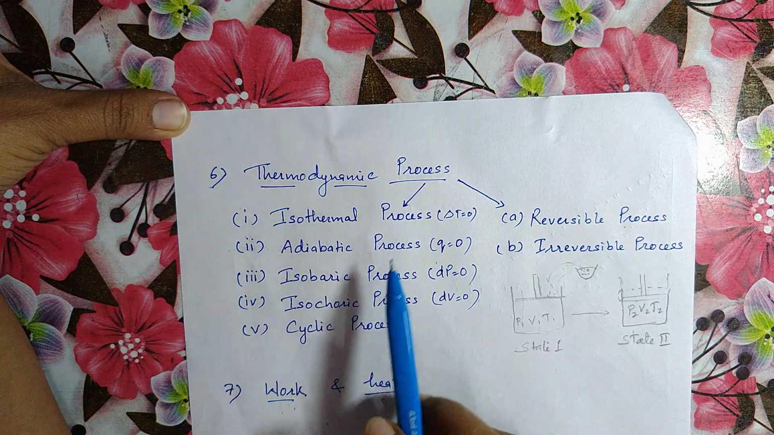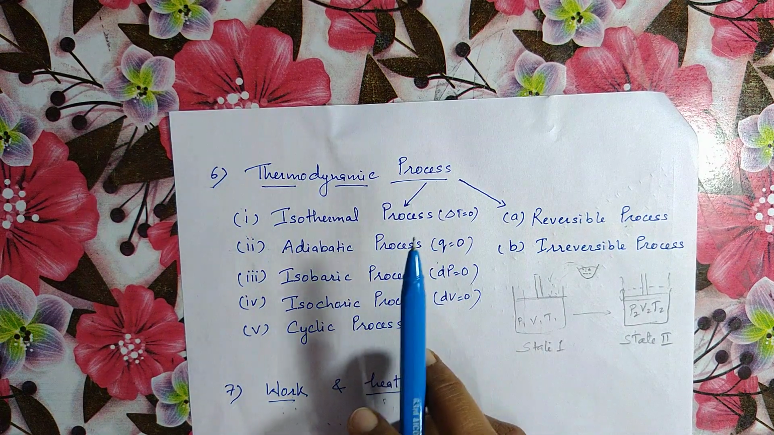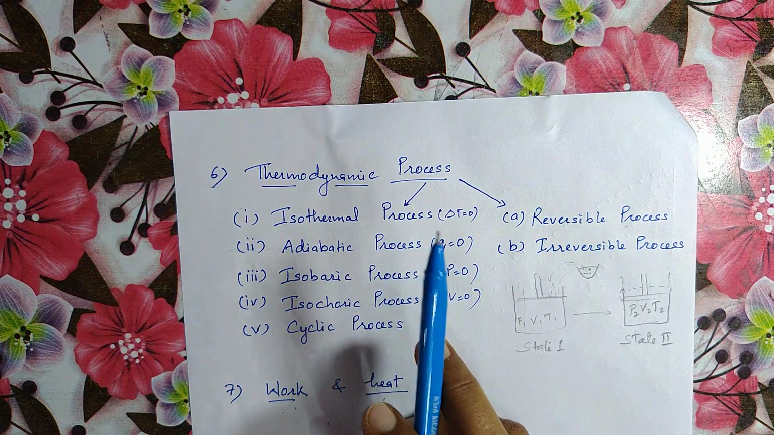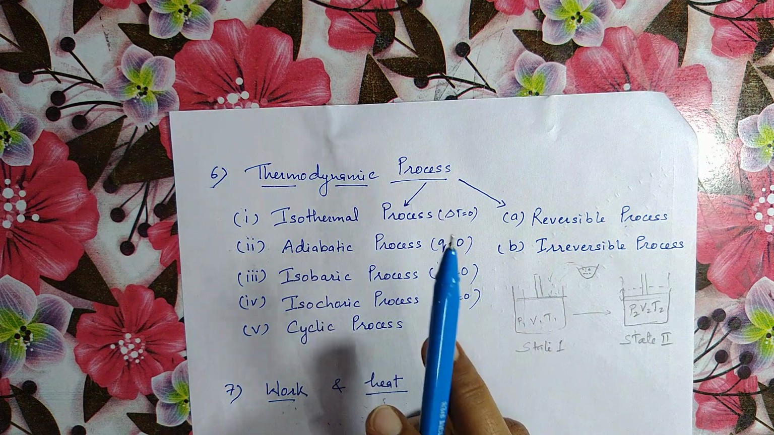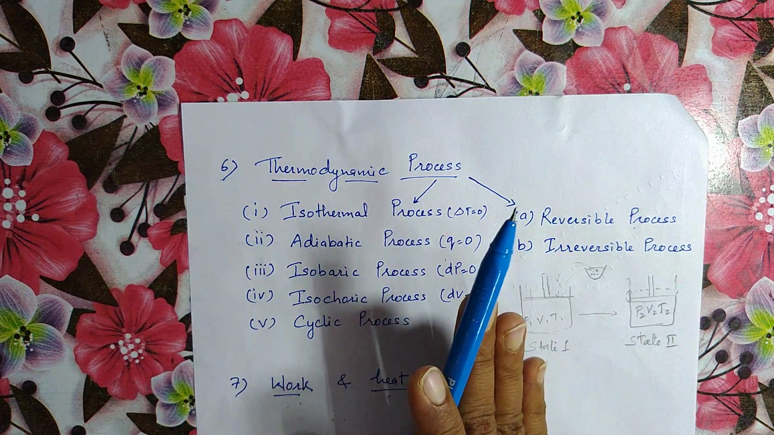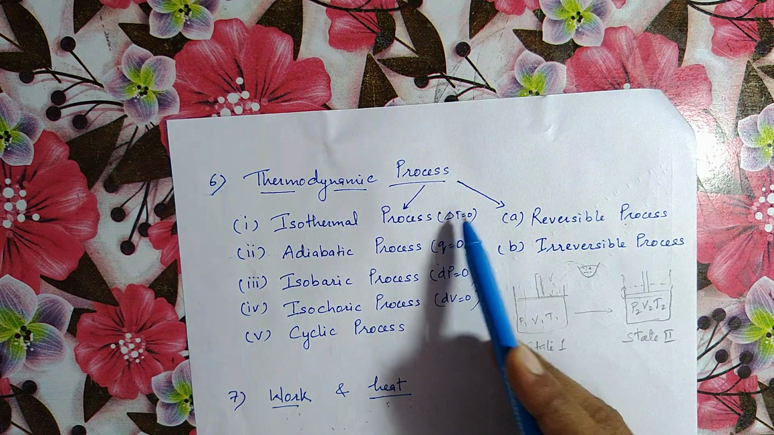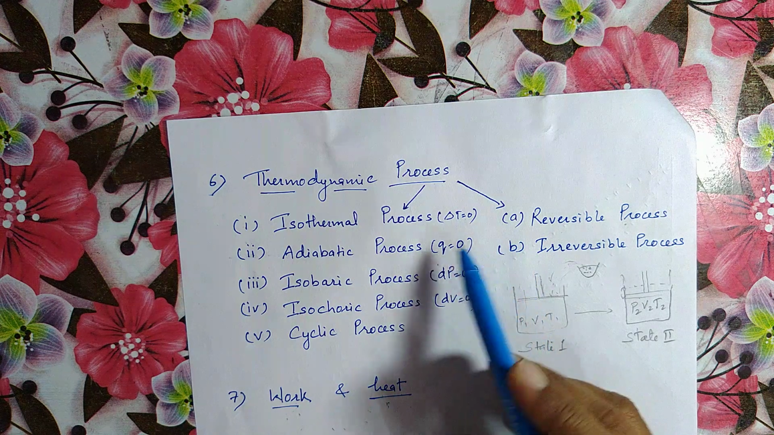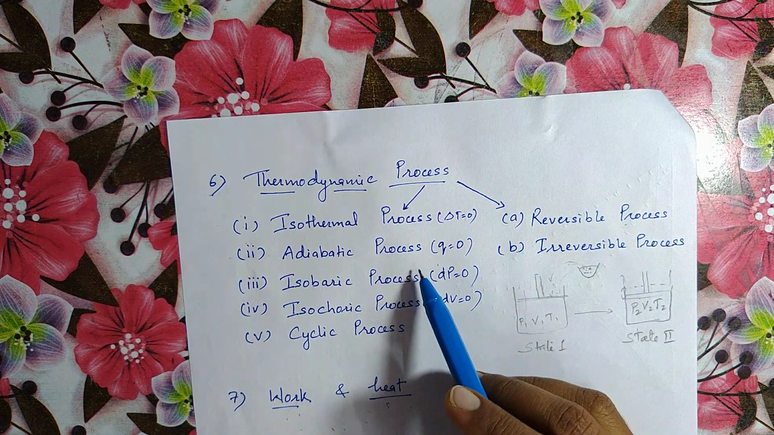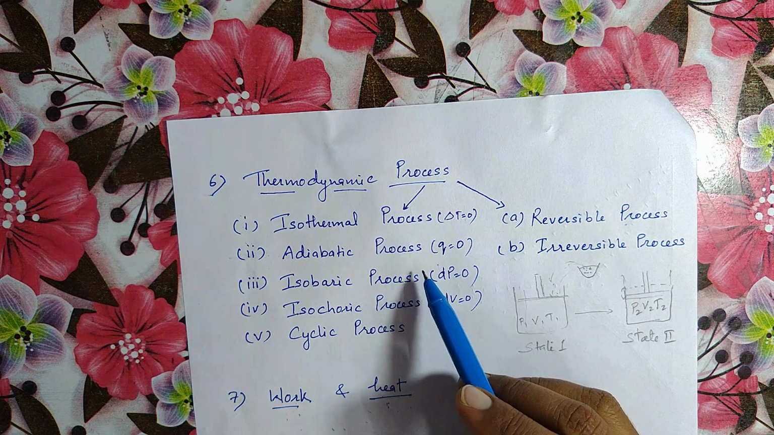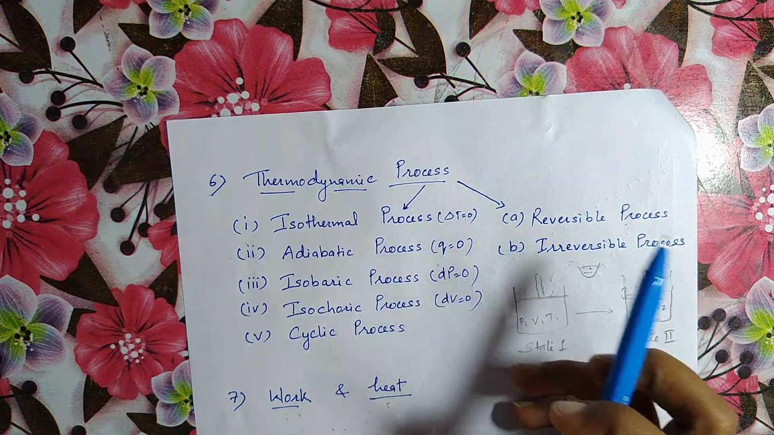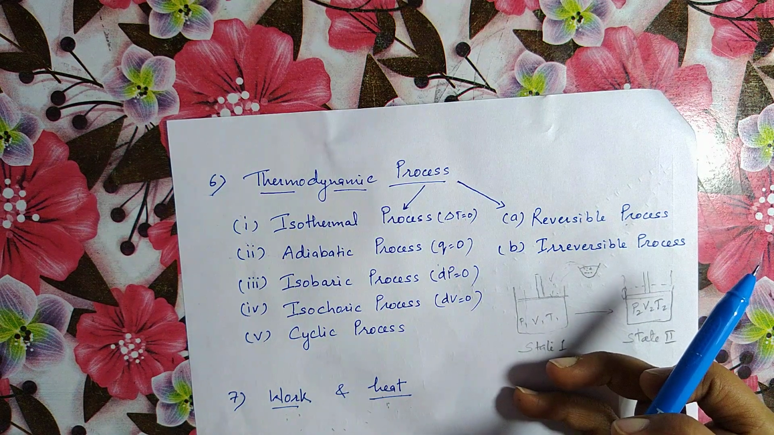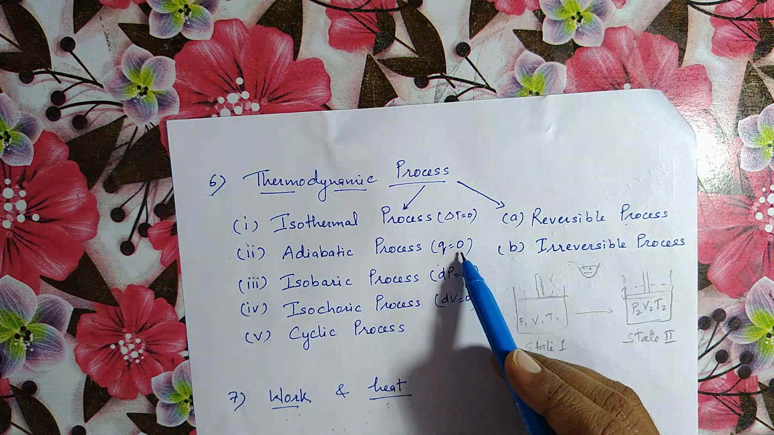Okay, what is isothermal process? Isothermal processes are the processes in which temperature of the system remains constant during the process. Okay, it means del T is equal to 0. Then come to adiabatic process. Adiabatic processes are the processes in which no heat exchange takes place between system and surrounding during any step of the process. Right? It means Q is equal to 0.